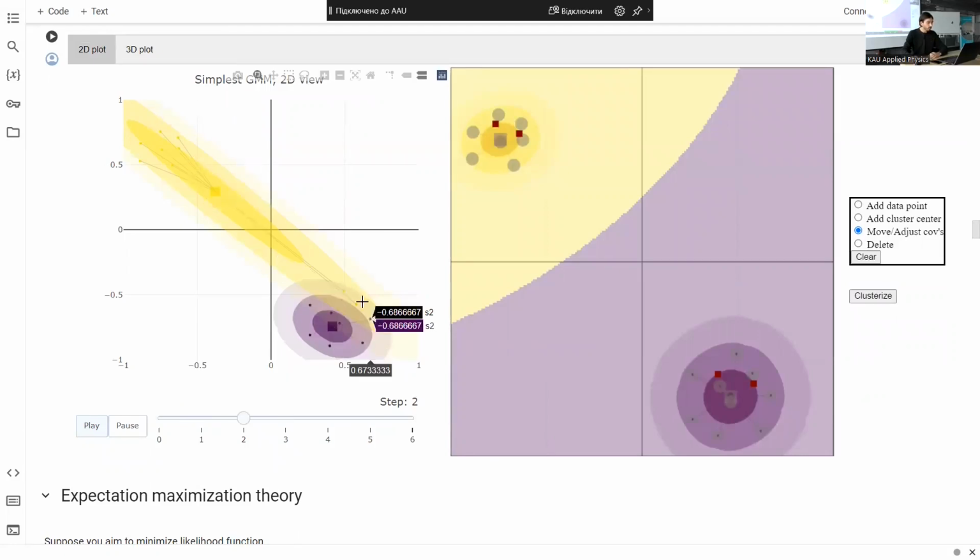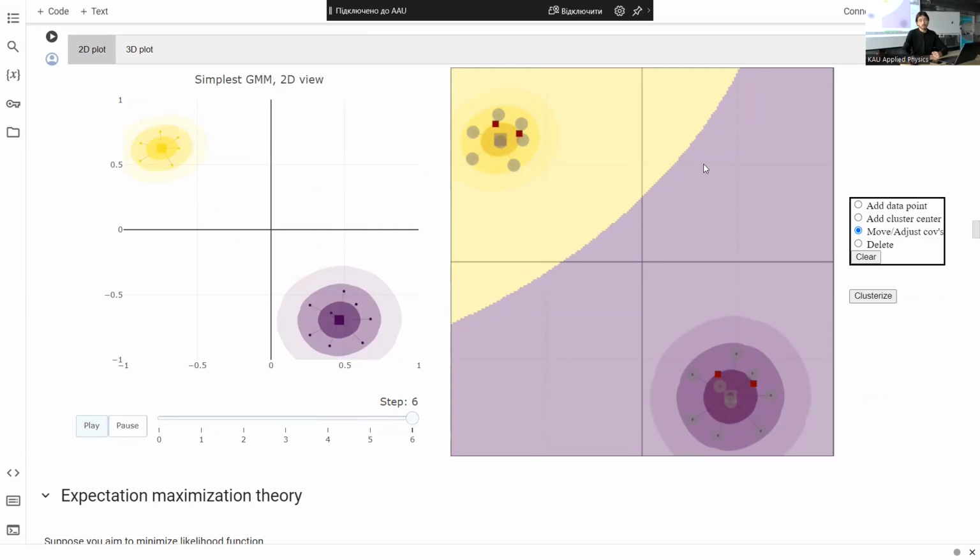And this one will need to go away from these points. So one more step. Now these points do not belong to this distribution anymore. So the next step should throw the center somewhere closer to this cluster of points. So let's see that. Here it is getting closer and closer, and here it converges. So here is the final result that we have.